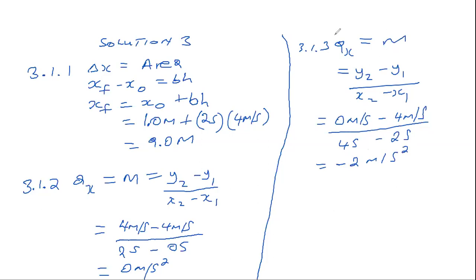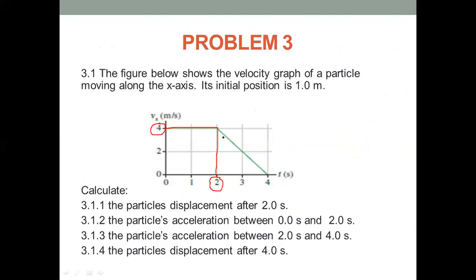So as you can see, the graph here, from this point up to this point, the object's velocity decreases from 4 to 0 meters per second. Whenever the object is slowing down, the acceleration is negative, in the opposite direction. Okay, so now let's check the last question here: calculate the particle's displacement after 4 seconds.